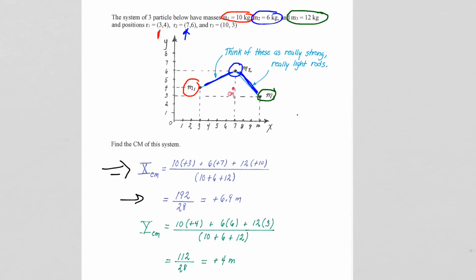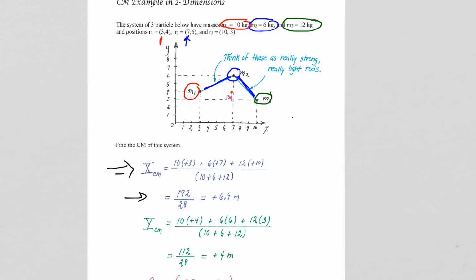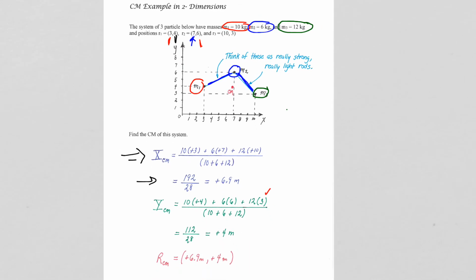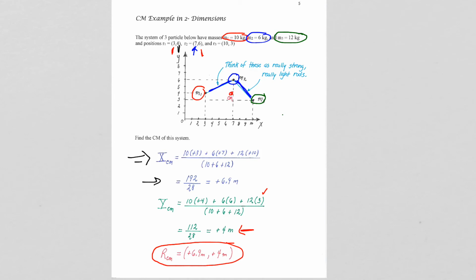We do the same thing in the y direction. So we have the 10 kilogram mass, M1, sitting at y position 4. We have the 6 kilogram mass sitting at y position 6. And we have the 12 kilogram mass sitting at y position 3. When we divide by the total mass, we will get a y position of 4. And we see that the center of mass point is now at 6.9 and 4. So the center of mass point is here.